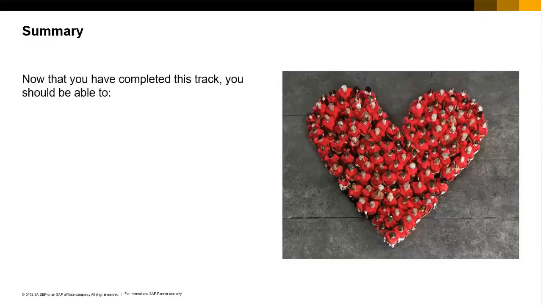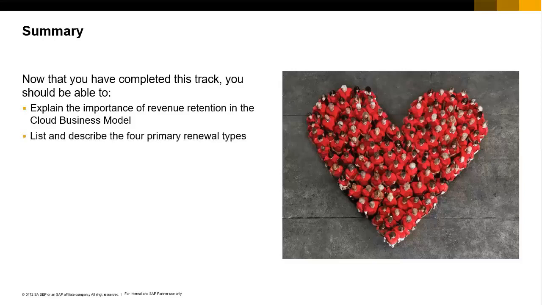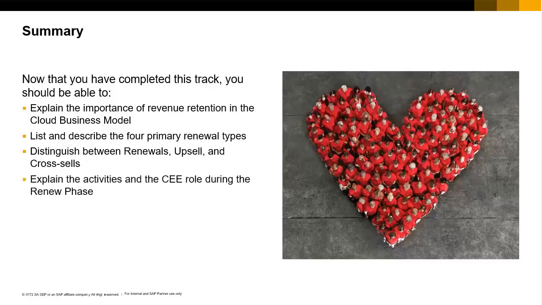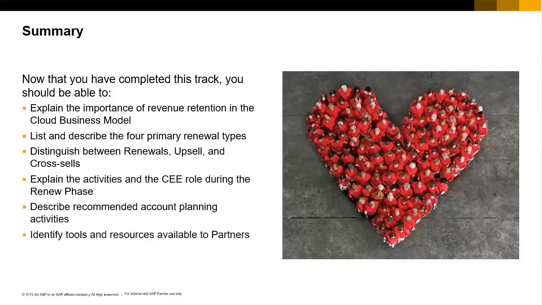Now that you have completed this track, you should be able to explain the importance of revenue retention in the cloud business model, list and describe the 4 primary renewal types, distinguish the difference between renewals, upsell, and cross-sells, explain the activities and the CEE role during the renew phase, describe recommended account planning activities, and identify tools and resources available to partners.